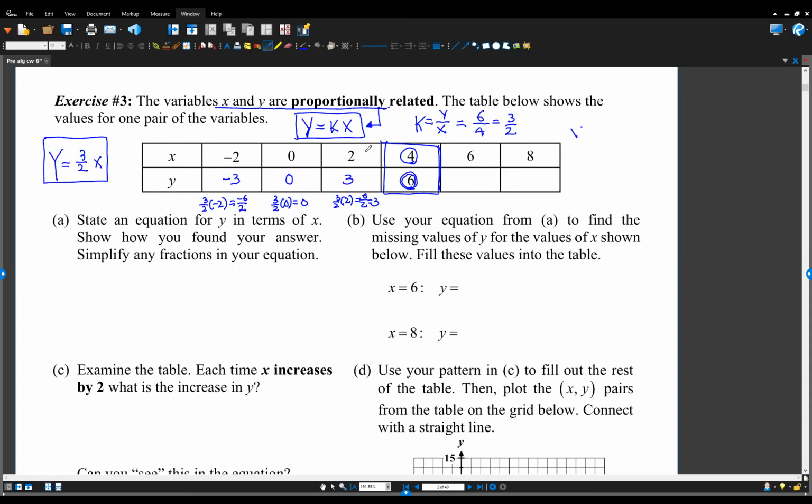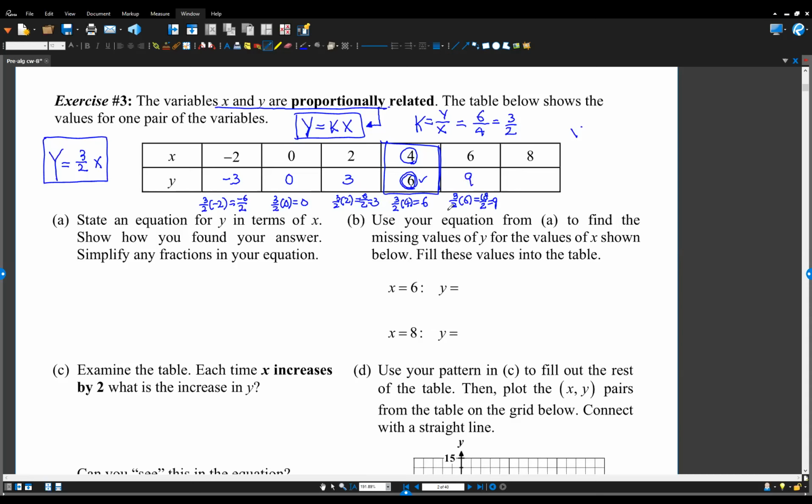When x is 4, we did that already, but we're going to check it. 3 over 2 times 4 is what? 3 times 4 is 12, divided by 2 is 6. That's true. What is the value of y when x is 6? 3 over 2 times 6. 3 times 6 is what? 18 divided by 2 is 9, right? This number is 9.